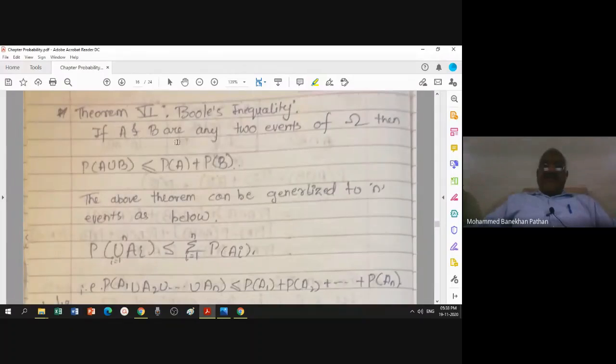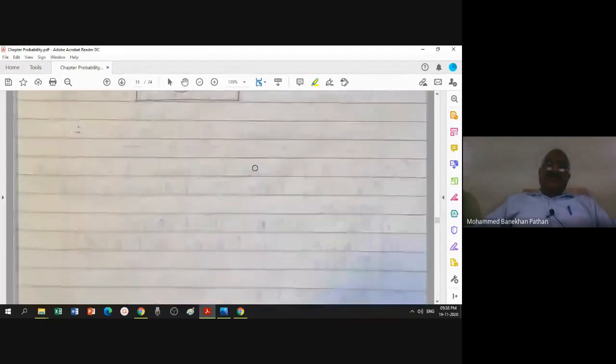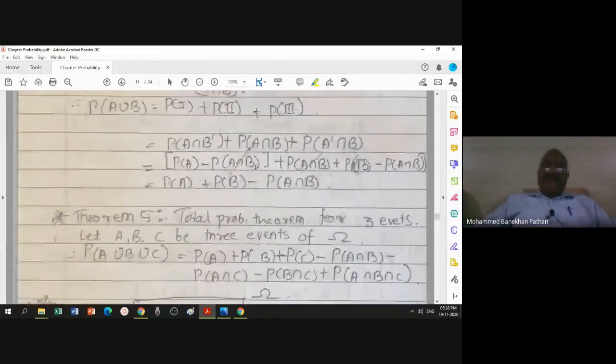If A and B are any two events of omega, then the probability of A union B is less than or equal to P(A) plus P(B). This theorem we can easily observe by using the total probability theorem. P of A union B equals P(A) plus P(B) minus P of intersection.